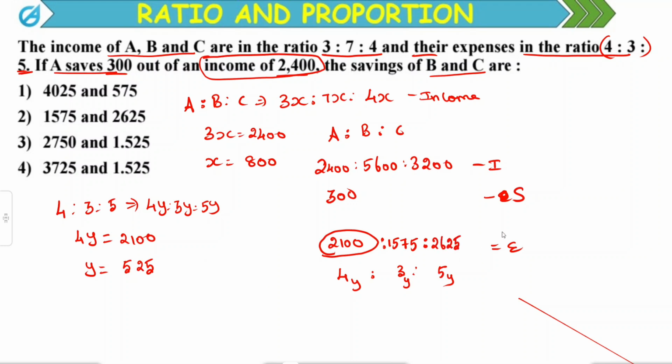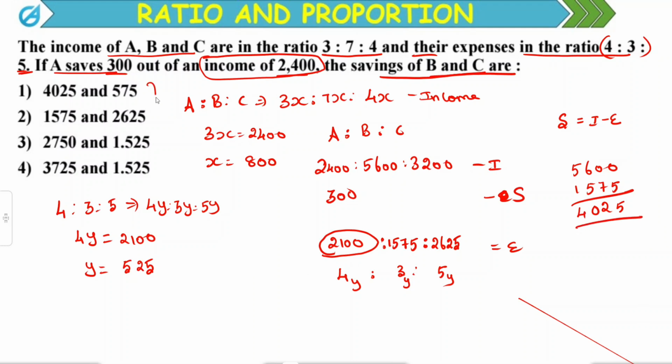Okay. Fine. Now what is the question here? The savings of B and C. So how will we be finding the savings? Savings equal to income minus expenditure. That is 5,600 minus 1575. So how will we be writing 5,600 minus 1575? So here 25, here 0, and here it is 4025.